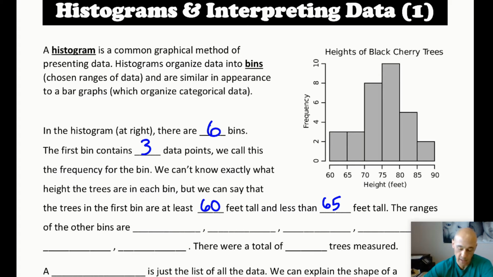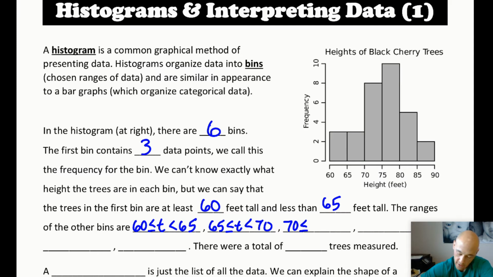So one way we can, it says the ranges of the other bins are, but first we're going to give the range of that bin. So the height of the trees in that bin are between 60, so I have a less than or equal to, so 60 is less than or equal to the height of the trees, and the height of the trees are less than 65. So you can't include any trees of height 65, but right up close to it, like 64.9. The rest of those bins, 65 to 70, it includes 65 in this case. It always includes the lower number, but not the higher number.